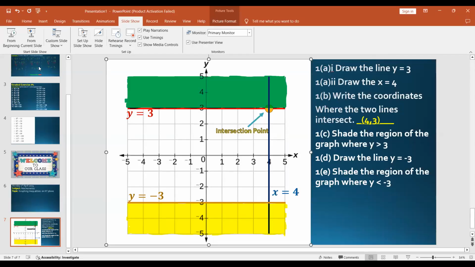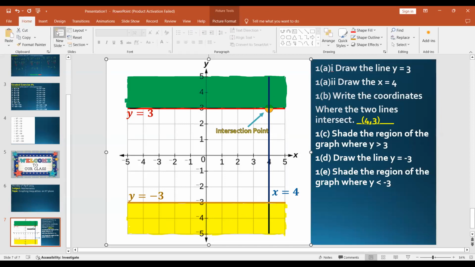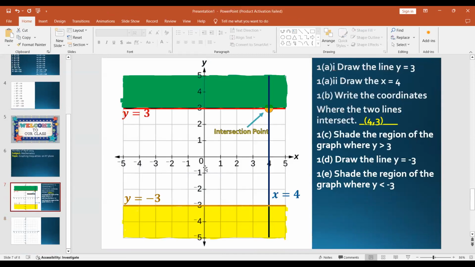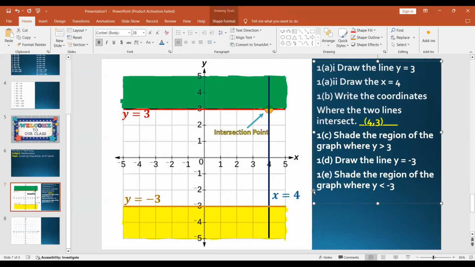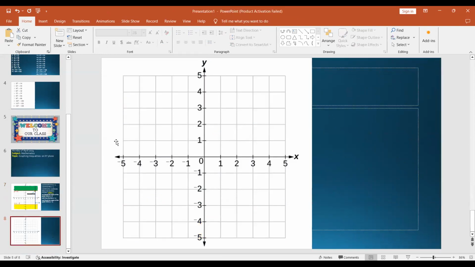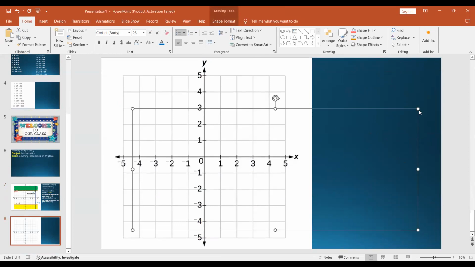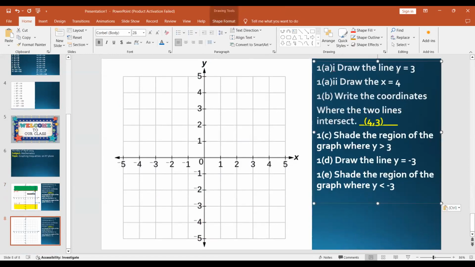All right, let's go ahead and do this. So for this one, this is a great exercise. I need you all to do this for me. I want to draw the line y is equal to 2. Then we're going to draw in the line x is equal to 3.